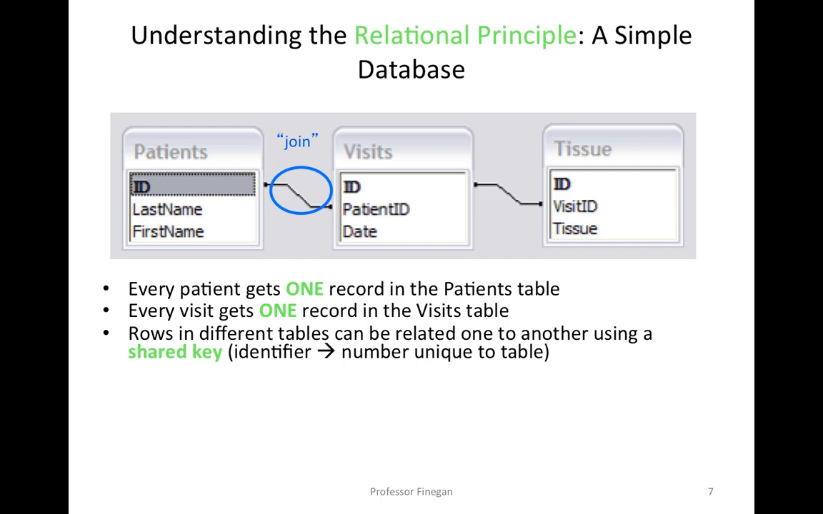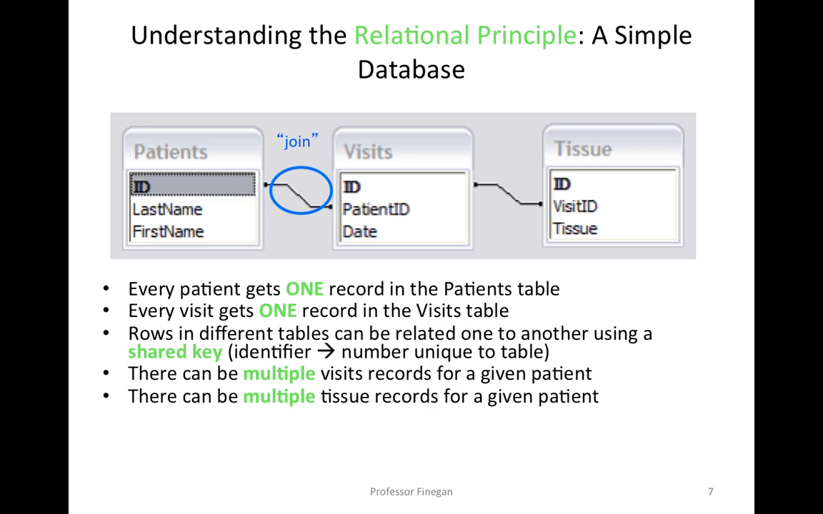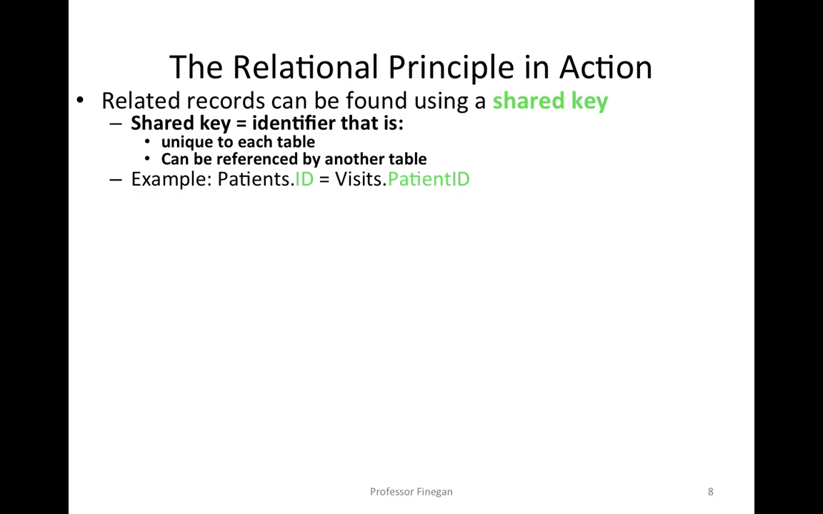Rows in different tables will be related to one another using a shared key or an identifier, which is unique to that table. You'll also need to understand that there can be multiple visits for any given patient, and that there could be multiple issue records for any given patient.